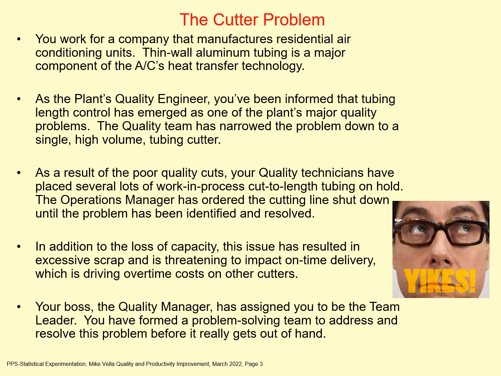As the plant's quality engineer, you've been informed that tubing length control has emerged as one of the plant's major quality problems. The quality team has narrowed the problem down to a single high-volume tubing cutter. As a result of the poor quality cuts, your quality technicians have placed several lots of work in process cut-to-length tubing on hold. The operations manager has ordered the cutting line shut down until the problem has been identified and resolved.